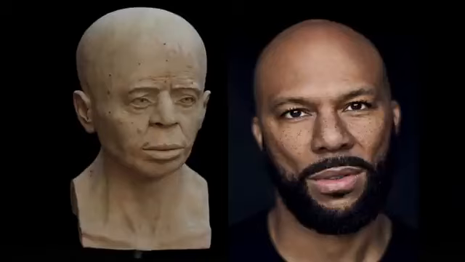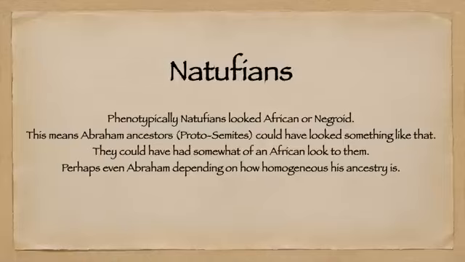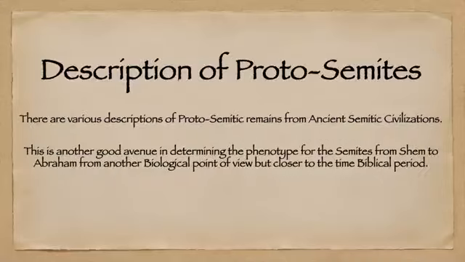And I think Common is a very good example of what a Natufian would look like in the flesh. Just looking at Common's features and the Natufian's features, such as the nose, the cheekbones, the lips, the forehead, the eyes, and the shape of the head, both seem to look very similar. So phenotypically, Natufians basically looked African or Negroid. This means Abraham's ancestors, Proto-Semites or pre-Proto-Semites, could have looked something like that. They could have had somewhat of an African look to them. Perhaps even Abraham, depending on how homogeneous his ancestry is. So this is very interesting.